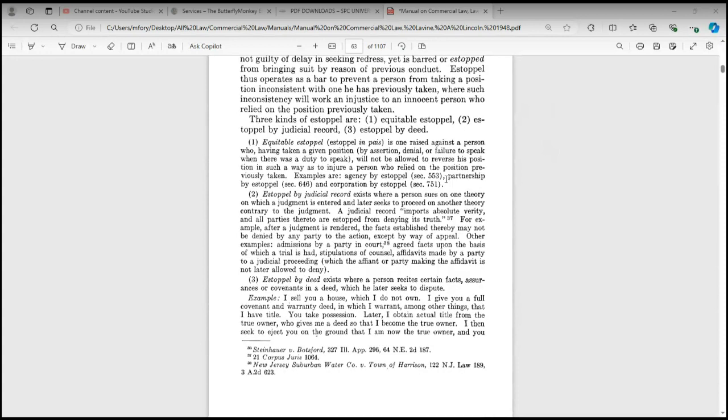Three kinds of estoppel are: 1. Equitable estoppel, 2. Estoppel by judicial record, and number 3, estoppel by deed.